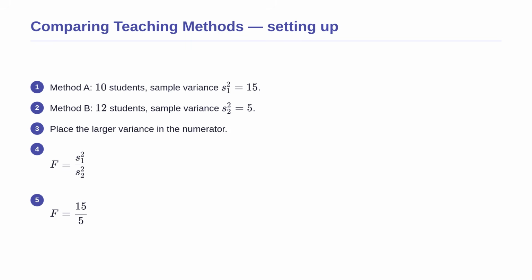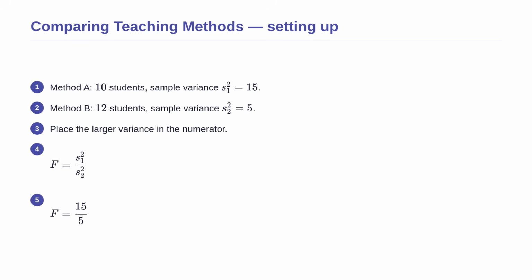Before we move on, let us see this with a concrete example. Suppose a teacher wants to know if two different teaching methods result in different levels of consistency in student test scores. She tests 10 students using method A and finds a sample variance of 15. She tests 12 students using method B and finds a sample variance of 5. We need to calculate the F statistic.